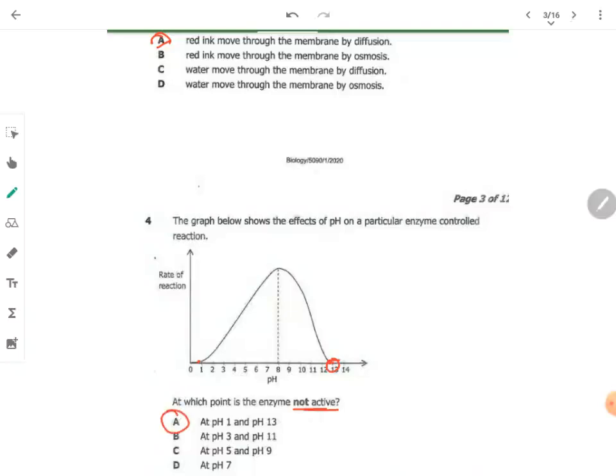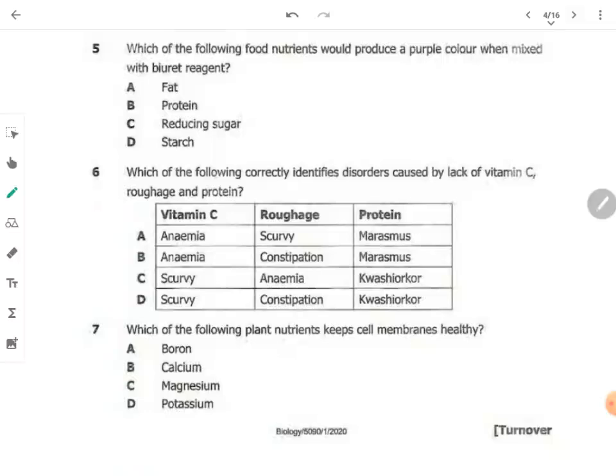Then, let's go to question 5. Which of the following food nutrients would produce a purple color when mixed with biuret reagent? Now, we know that biuret reagent is used for testing the presence of proteins in a food sample. So which of the following would be the protein?